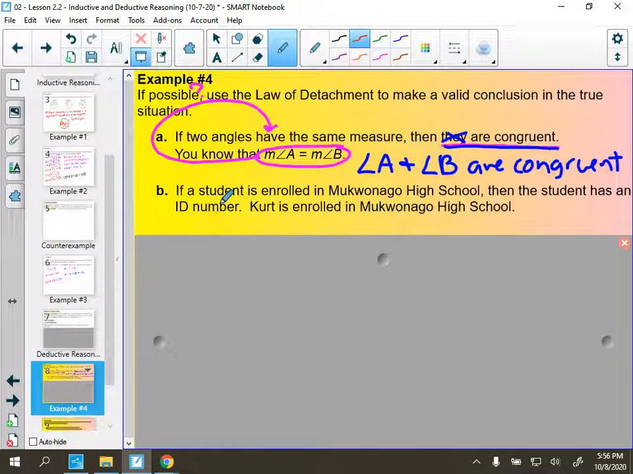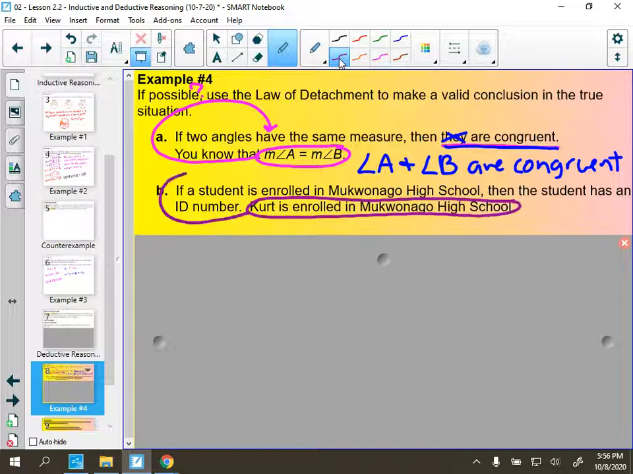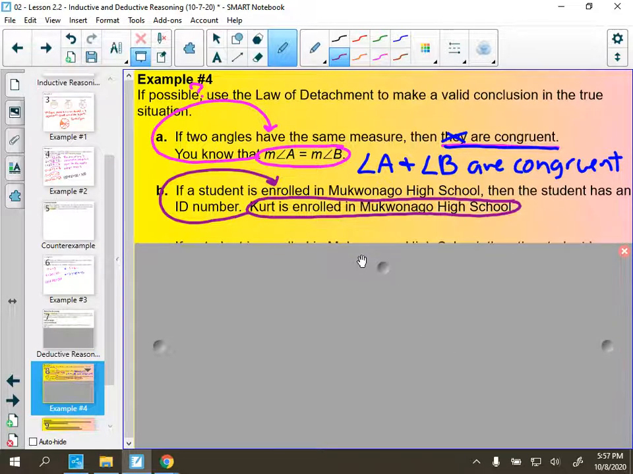Okay, fair enough. Let's assume that's a true if-then statement. And then we get a piece of information: Kurt is enrolled at Mukwonago High School. So the question we have to ask ourselves is, does the statement Kurt is enrolled at Mukwonago High School make the hypothesis true? A student is enrolled at Mukwonago High School. Yeah, hopefully we're seeing that there's definitely some overlap of words, and we're using the same part of the sentence there.